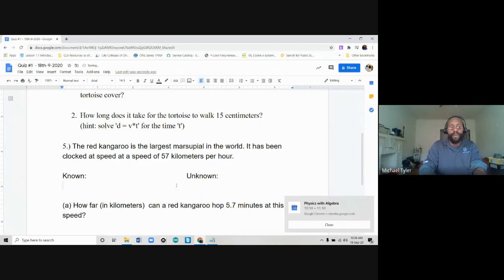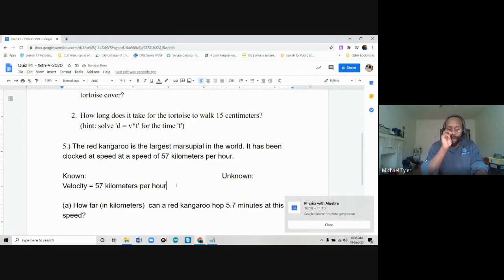The red kangaroo is the largest marsupial in the world, blah, blah, blah, but you're looking at the values they gave you. Speed, if you don't remember, I told you that's considered a velocity. It's in kilometers per hour, but you're used to it as meters per second. We talked about what a kilo is last week, so keep that in mind. So that's going to be 57 kilometers per hour, just taken from the problem above.